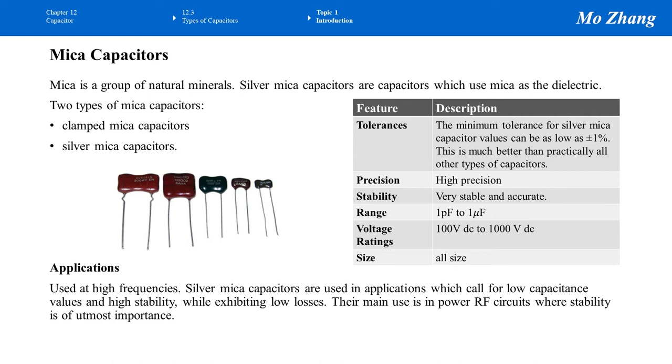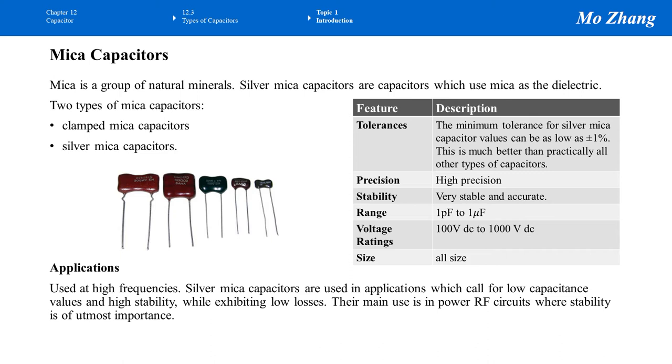There are two types of mica capacitors: clamped mica capacitors and silver mica capacitors. Their main differences are the precision, tolerance, stability, and also voltage ratings. For example, the minimum tolerance for a silver mica capacitor can be as low as plus minus 1%. This is much better than other kinds of capacitors. This is an advantage for this kind of capacitor: high precision, very stable, very accurate.